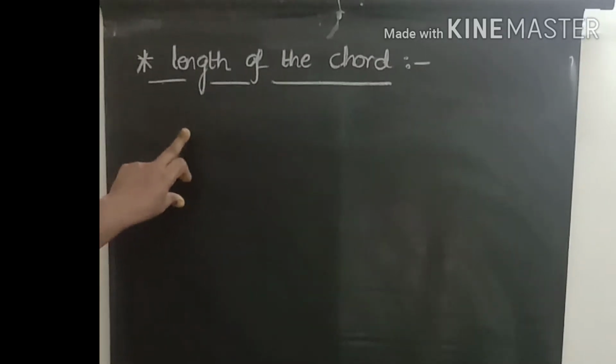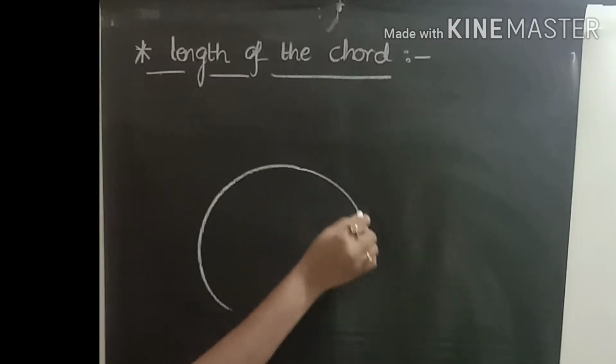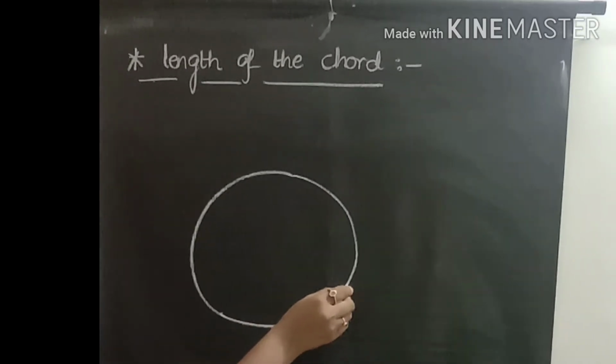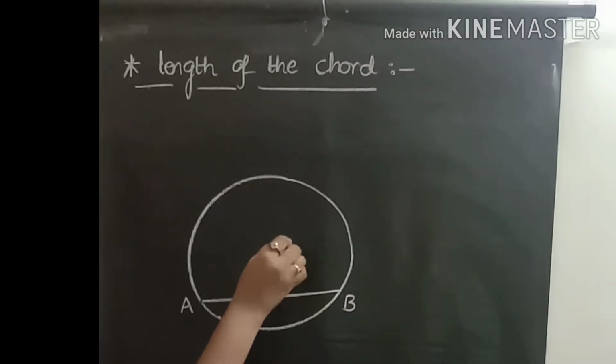The concept is the length of the chord. So, finding the length of the chord for a given circle. First we are taking one circle here. This is a circle, and we take one chord AB. This is a chord of the circle, and this is the center of the circle.